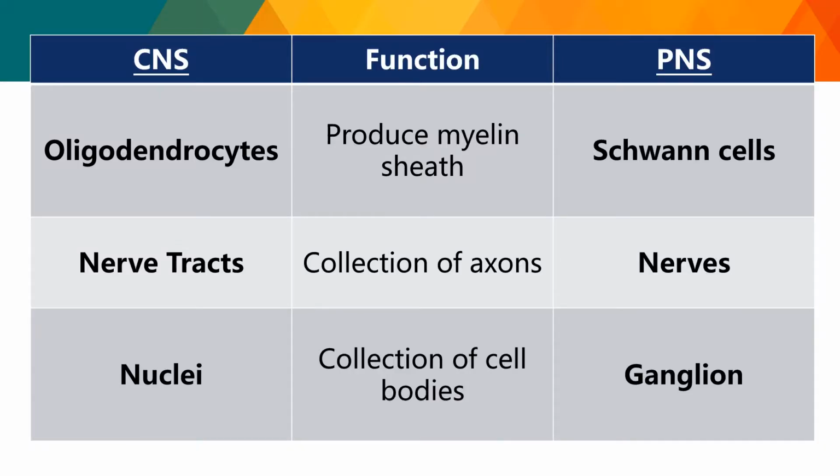To compare, for the CNS you have oligodendrocytes to produce the myelin sheath, but for the PNS the myelin sheath is produced by Schwann cells. For the collection of axons, you have nerve tracts in the central nervous system and nerves in the PNS. And for the collection of cell bodies, you have nuclei in the central nervous system and ganglia in the peripheral nervous system.